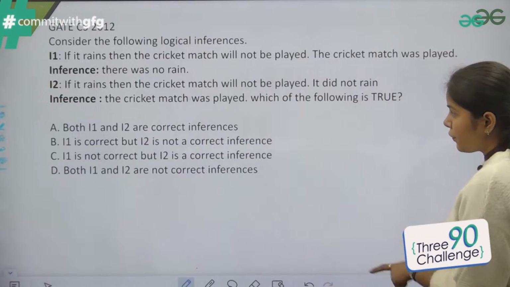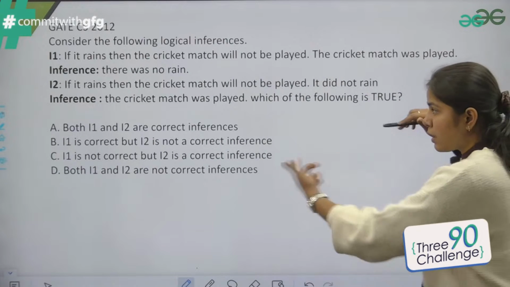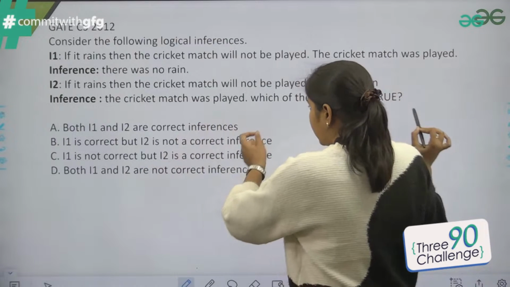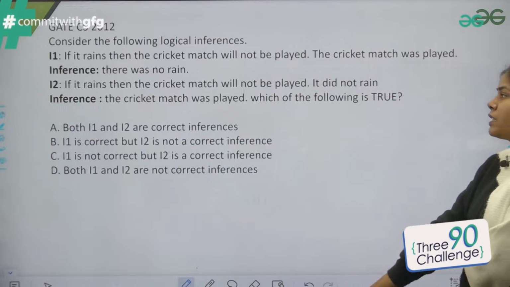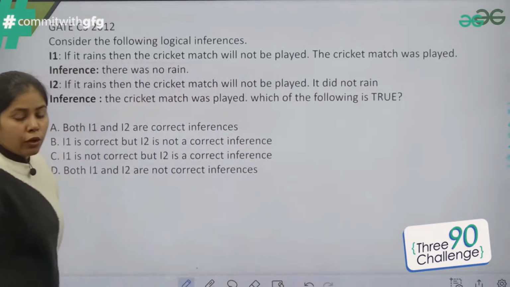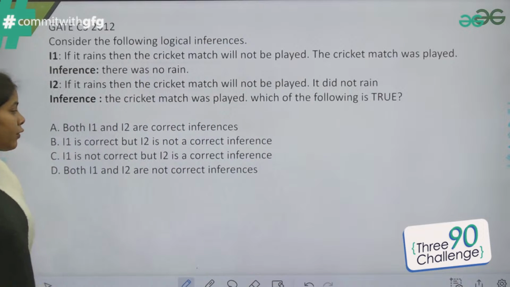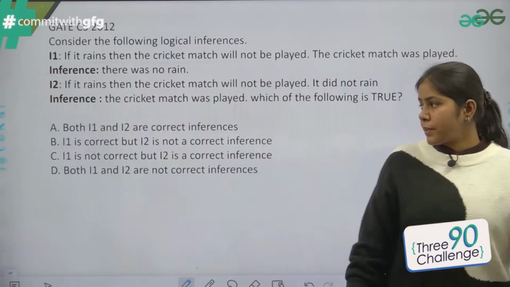Now they are saying if it rains, then the cricket match will not be played, and the cricket match was played. So that means there was no rain. If it rains, then the cricket match will not be played. It did not rain. And there are inferences, their conclusion being that the cricket match was played. Which of the following is a correct inference, guys?